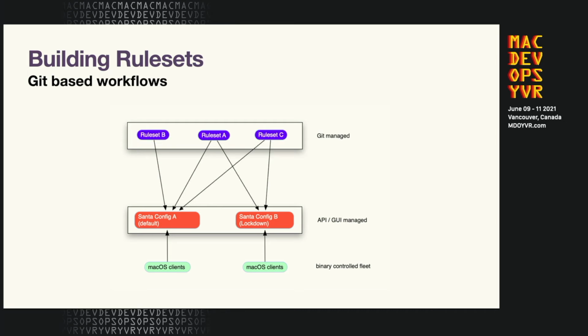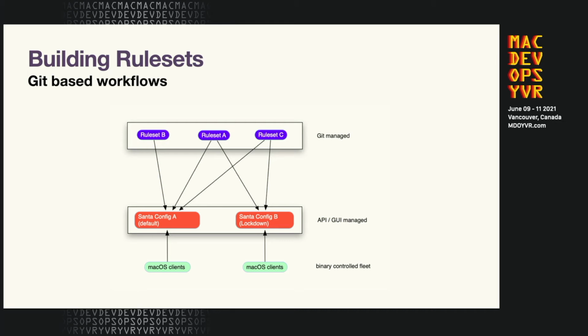You can stagger the rules per configuration. The rule set A here is attached to two Santa configs, so these rules run on all endpoints. The next layer is the rule set B. This is also set to both Santa configs. And then we have the rule set C, which is only attached to one of the configs.